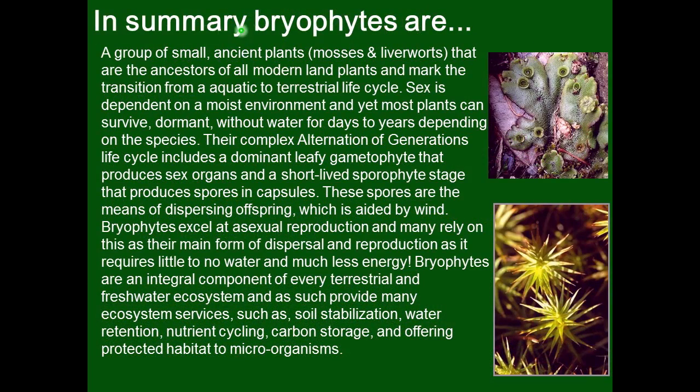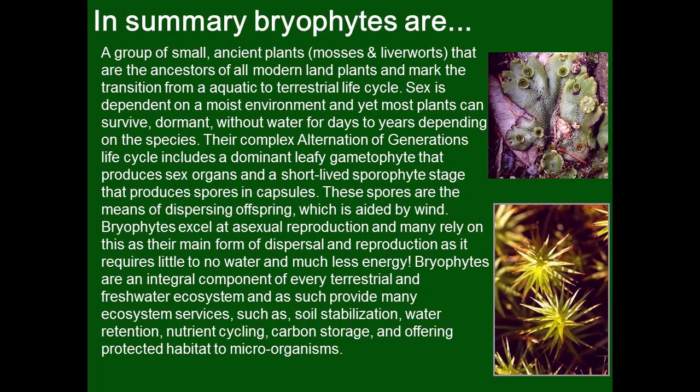In summary, bryophytes are a group of small ancient plants, mosses and liverworts, that are the ancestors of all modern land plants and mark the transition from aquatic to terrestrial life cycle. Sex is dependent on a moist environment, and yet most plants can survive dormant, without water for days to years depending on the species. Their complex alternation of generations for their life cycle includes a dormant leafy gametophyte that produces sex organs and a short-lived sporophyte stage that produces spores in capsules.